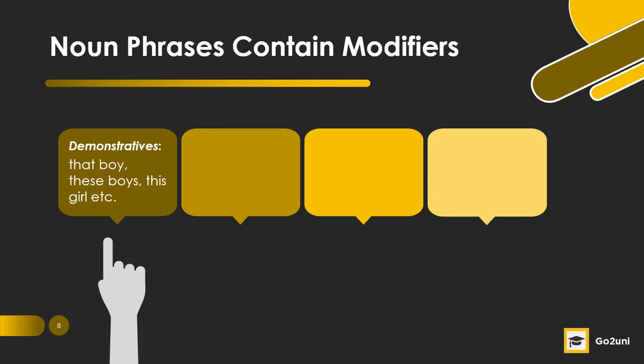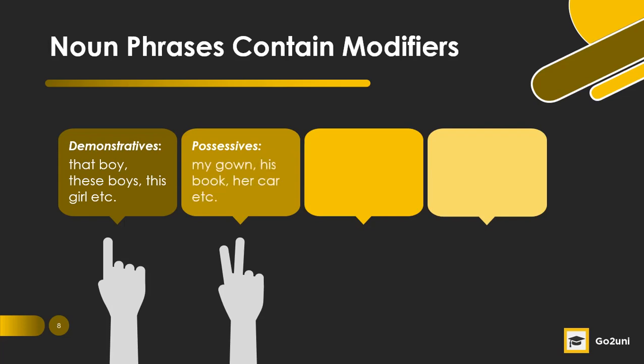All right. Another example is possessives. Of course, possessives are words that show ownership, words that show possession. And in most cases, we take them from possessive pronouns. Let's look at some examples. My gown, his book, her car. Of course, my is a possessive pronoun. All right, it combines with gown to form a noun phrase. My gown. The same thing with his book and her car. All right, so you have some of these examples.